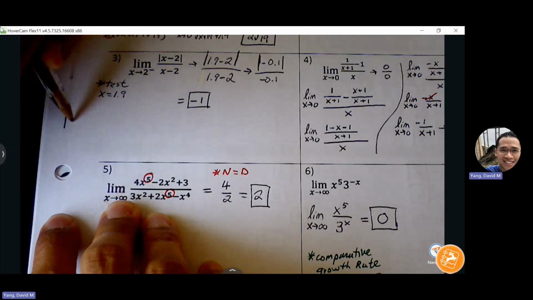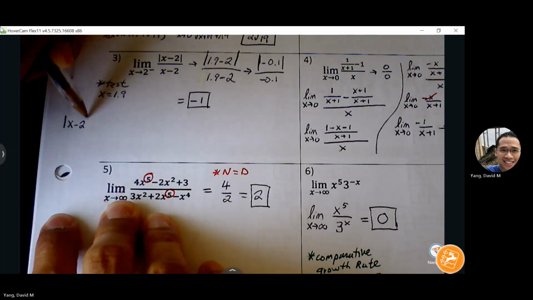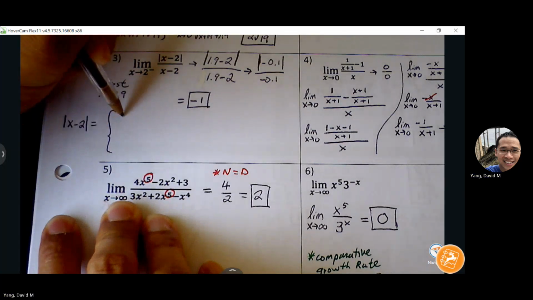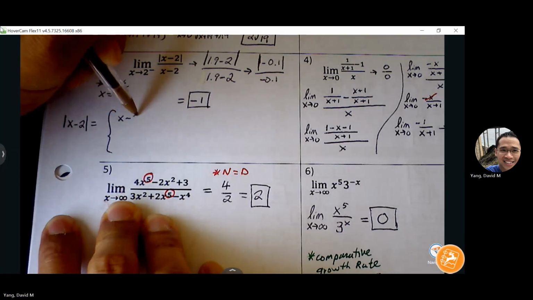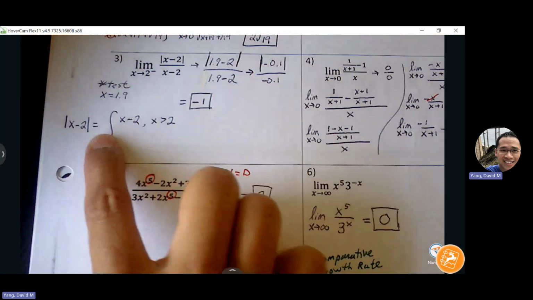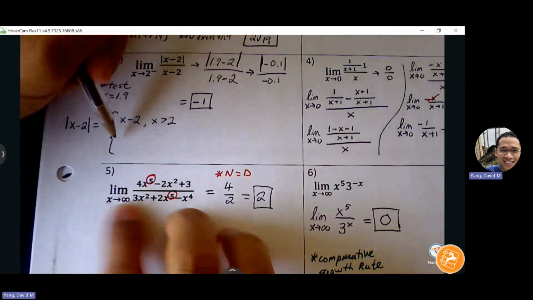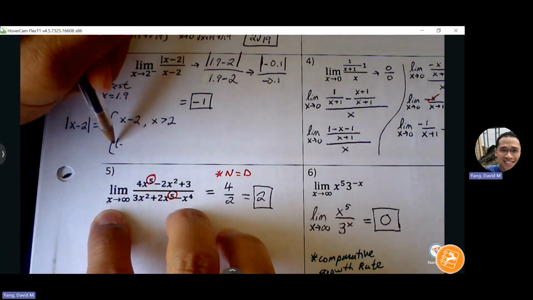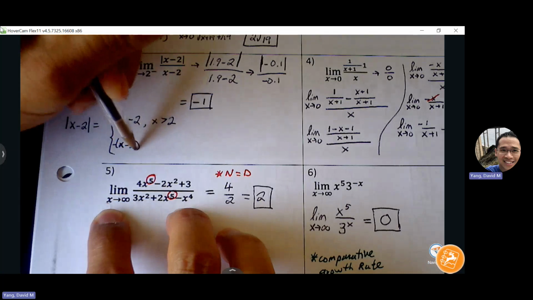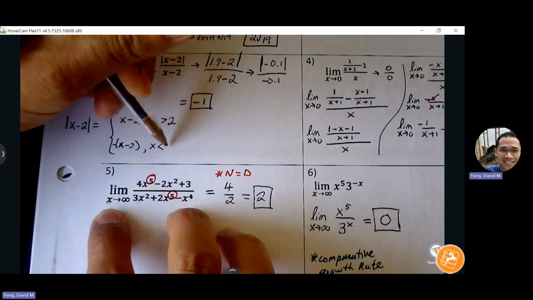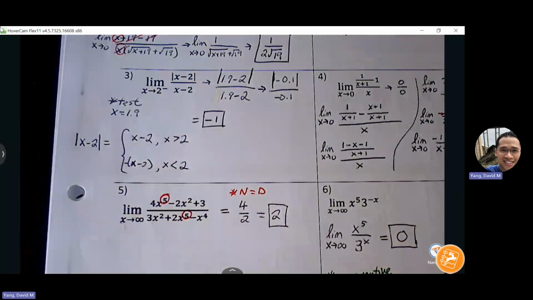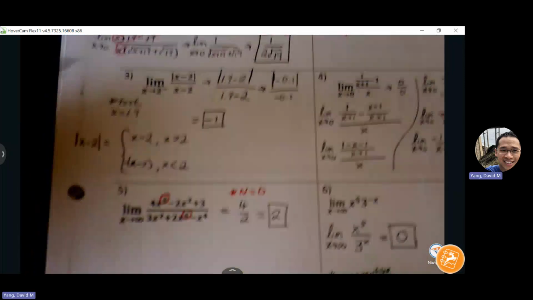Because we know this is true, right? Absolute value of x minus 2 is the same as x minus 2 where x is to the right of 2, right? Because that's just an absolute value with the vertex at 2, or negative x minus 2 where x is to the left of 2. Now that's just the numerator portion, right? That just breaks down that numerator, absolute value of x minus 2.